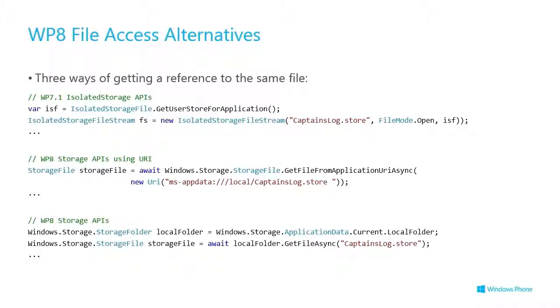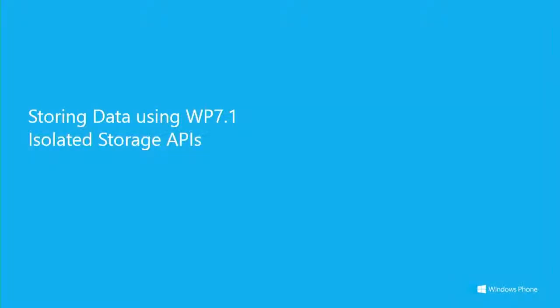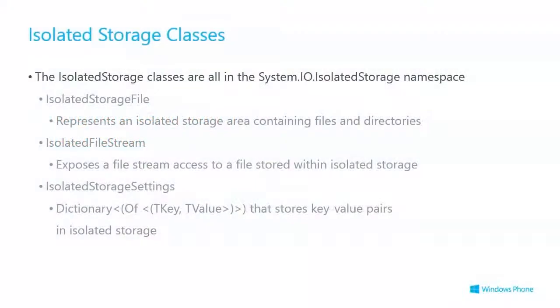One thing that we'll be talking more and more about is how everything gets much more asynchronous than previously. Even though Silverlight, we've always talked about Silverlight being asynchronous everywhere, you had no idea how much more asynchronous we can get. So let's take a quick look at how we would store data using the Phone 7 isolated storage APIs, which again you can continue to use today.